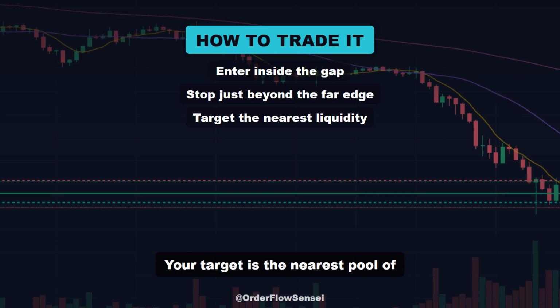Your target is the nearest pool of liquidity, the recent high or low where stop orders are stacked. Tight stop, much bigger reward. That is the whole point.